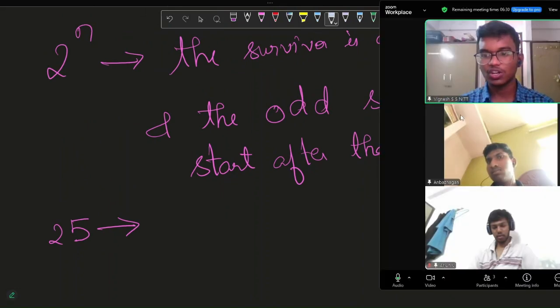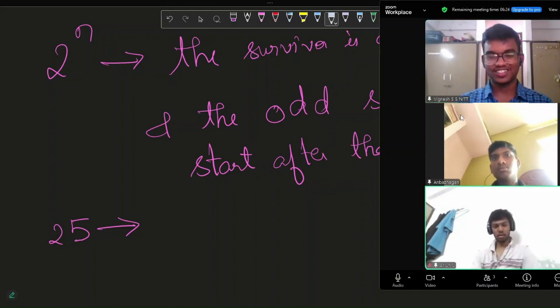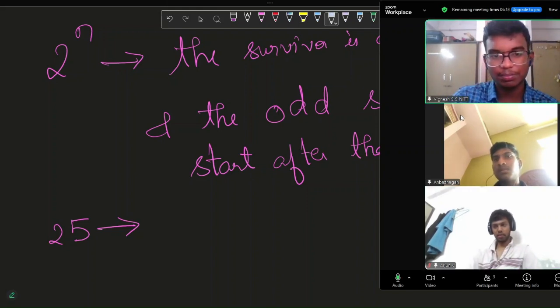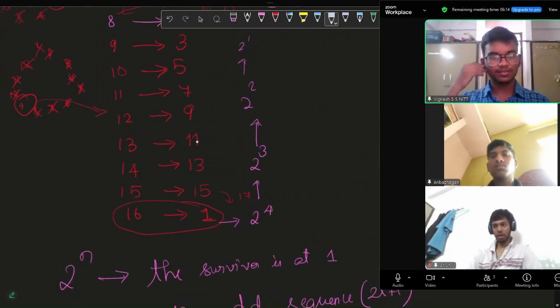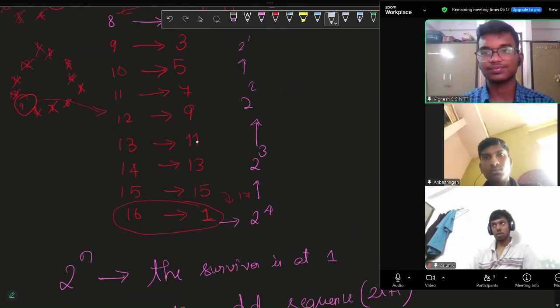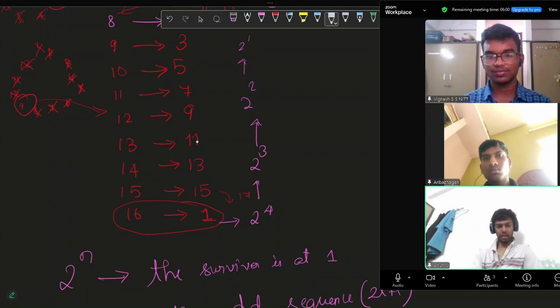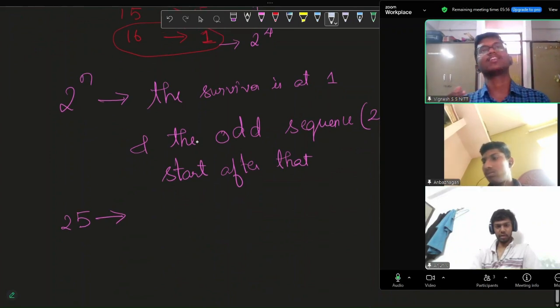Survivors are 1. Arjun, you are not audible. I'm not speaking. Okay, I'm just thinking. I have given you the clues previously by showing the sequence. You can look at the sequence again if you want. Will it be 19? For 25. We'll check that one.